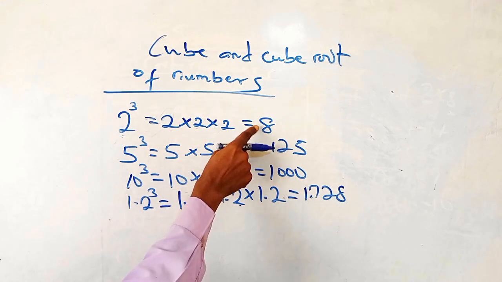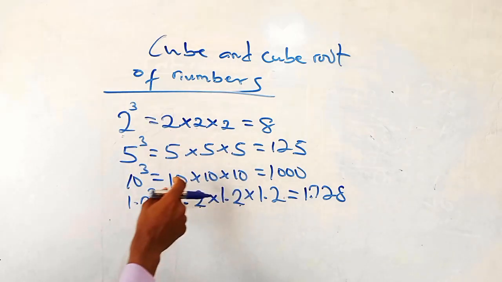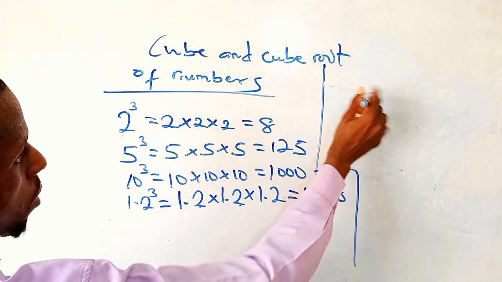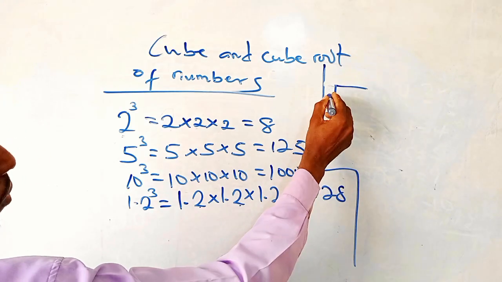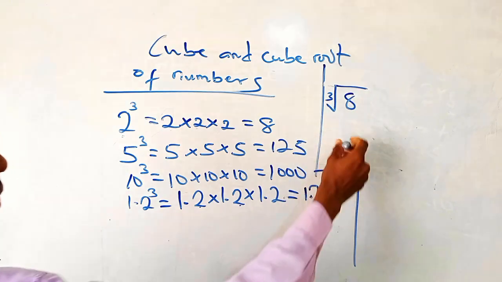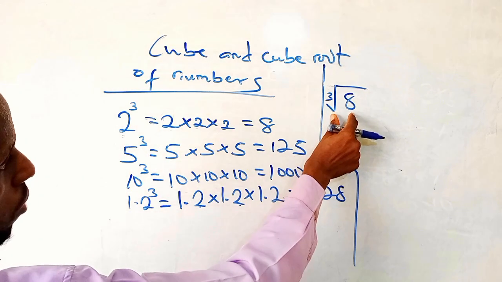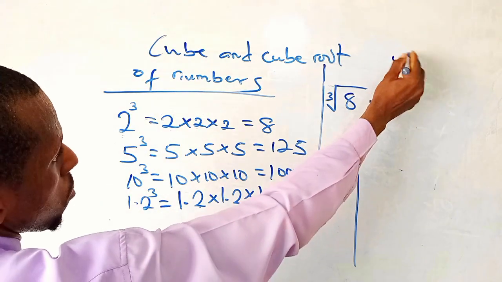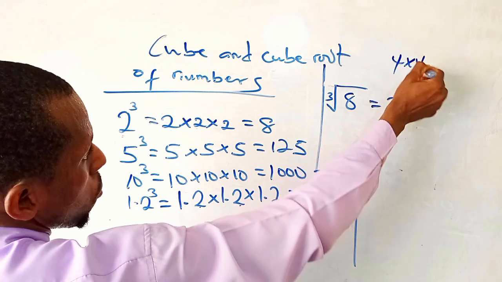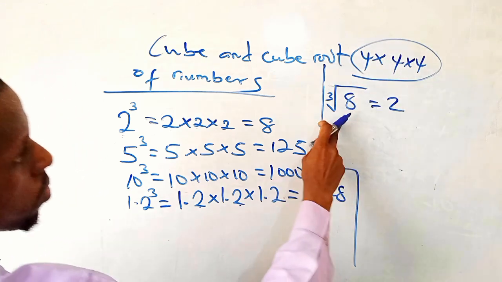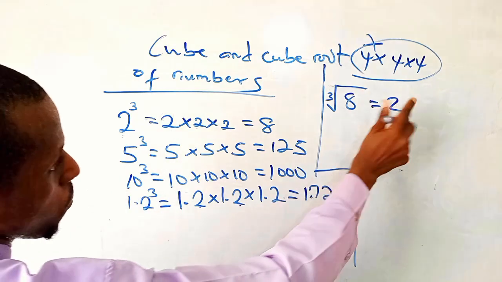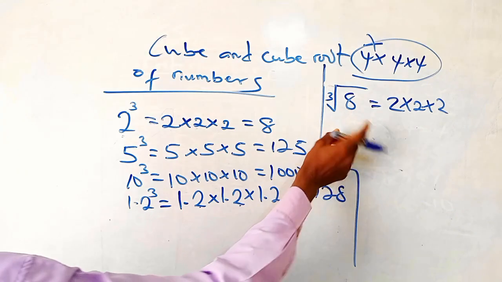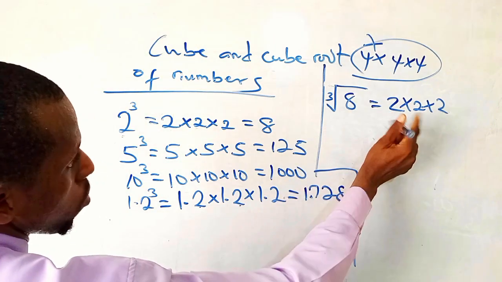So the reverse of cube is cube root. The cube root of 8 is represented by a radical sign, with a 3 and our number 8. It means: what factor of 8 can we multiply by itself 3 times to give us 8? So we look at 2. 2 is a factor, 4 is a factor of 8, but I can't say 4 times 4 times 4, it won't give us 8, which is wrong. So I'll go for 2: 2 times 2 times 2. 2 times 2 is 4, 4 times 2 is 8. So that means the cube root of 8 is 2.